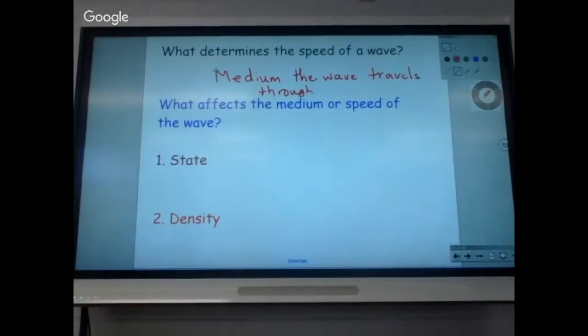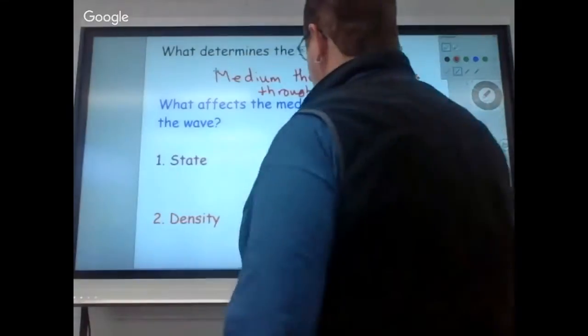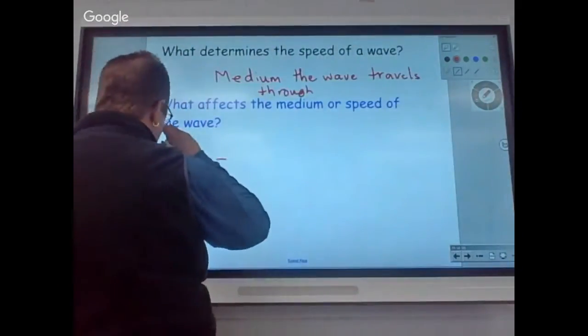One is the state. So we have four states of matter. We're not doing plasma. All right, what are the three states of matter that we're going to do? Solid, liquid, and gas. Tell me, which state of matter do you think it moves fastest in? That's usually the answer I get. It's not right, but it is the solid. I know. People always think that, but it's not.